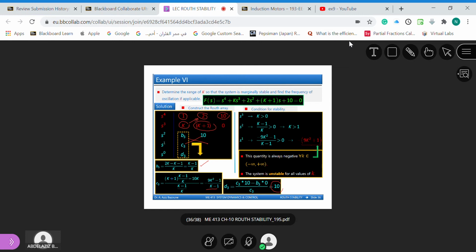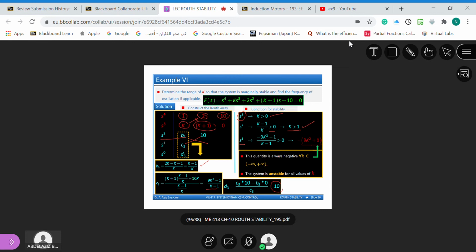I'm reporting them here. First of all, we have S to the power cubed. S to the power cubed gave us K. This is the condition, and K must be positive. And then S to the power 2 gives us B3, or K minus 1 over K. This must be positive also. If we say K minus 1 over K, this means K must be positive. And then the last one, C3, will give us minus 9K squared minus 1 over K minus 1, which must be positive. So here, if K is greater than 1, it means automatically K is greater than 0. Is that right?